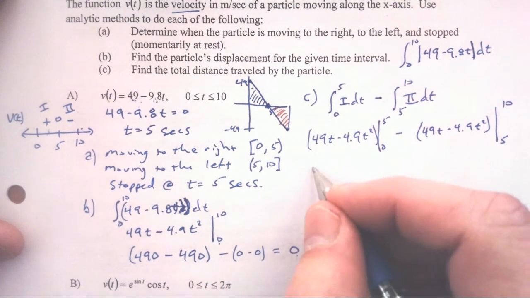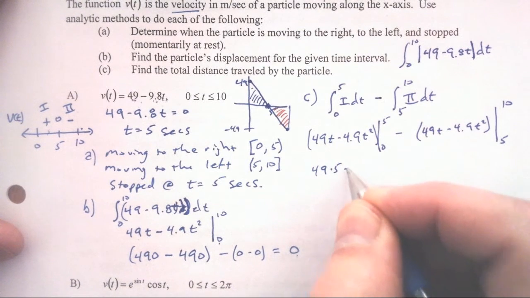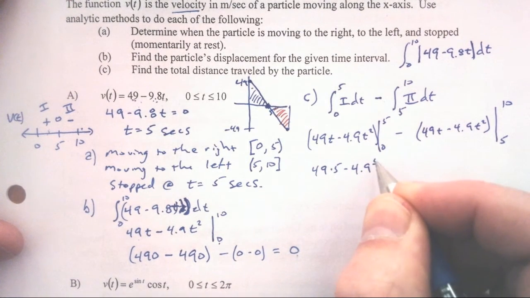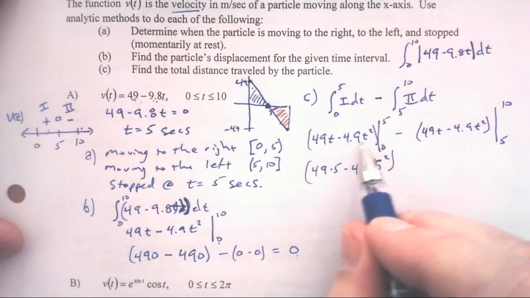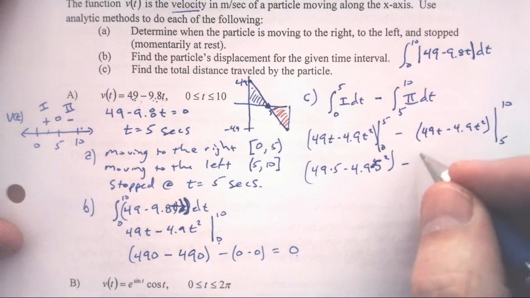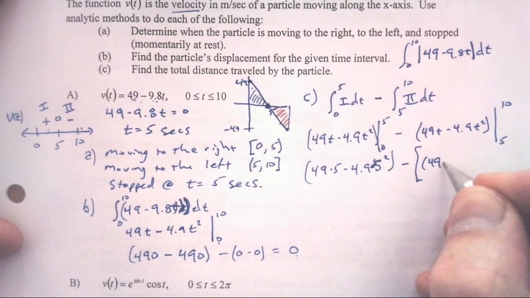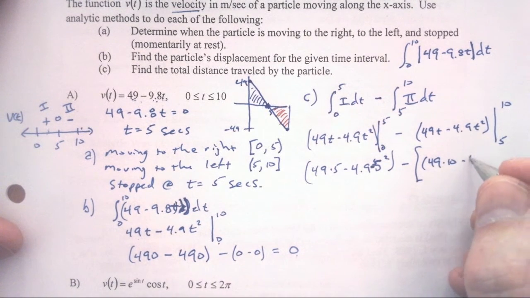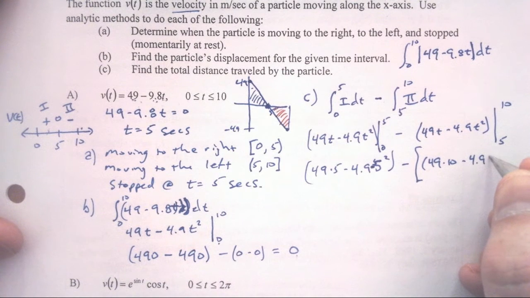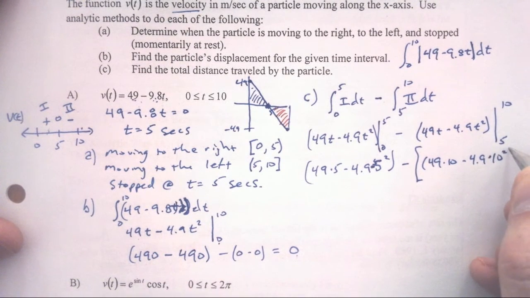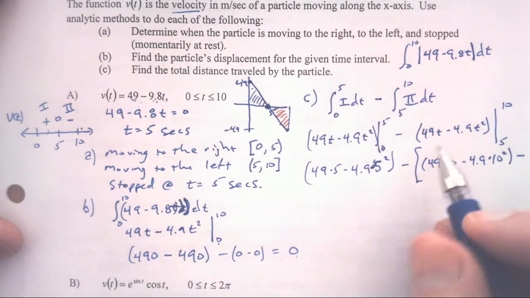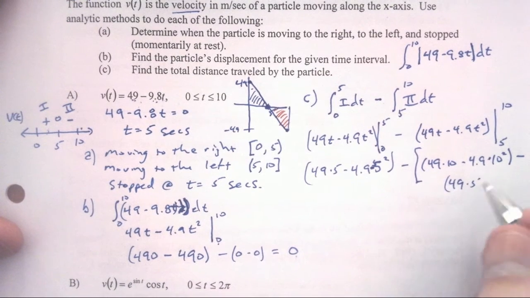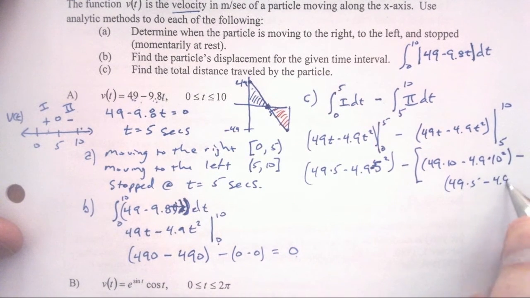Okay, so we end up with 49 times 5 minus 4.9 times 5 squared, minus big 0 when I put 0 in here. Then I get minus 49 times 10. I'm going to run out of room here. Minus 4.9 times 10 squared, but I want to illustrate a point. Minus the integral of 49, or not the integral, but minus 49 times 5 minus 4.9 times 5 squared.